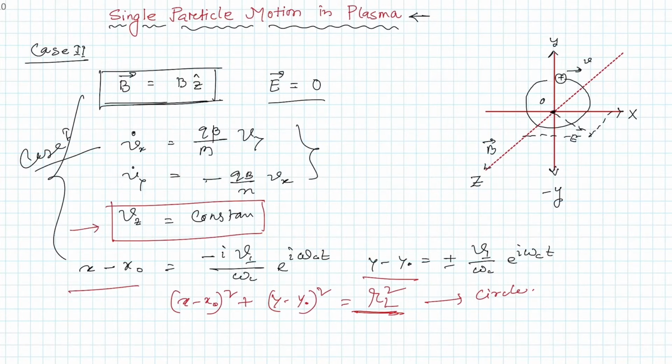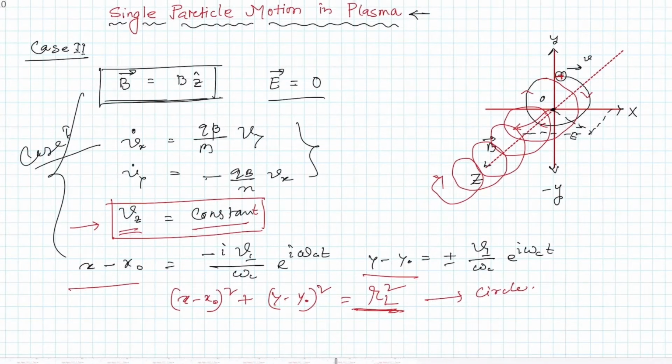Then we had got that vz is equal to constant, so this positive charge will move in this circular path. Also its center will move along the z axis, coming out of the screen like this. This type of motion is called helical motion.